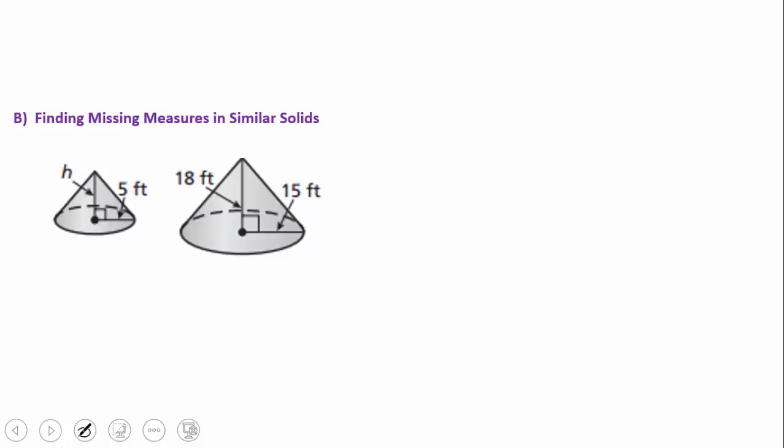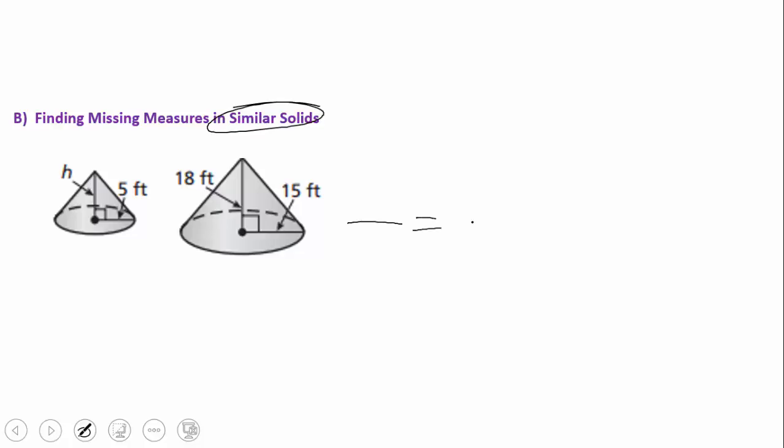So now, if we know that the corresponding dimensions are proportional, we can actually use these proportions to find dimensions of similar solids. So right here it says find missing measures in similar solids. So we're looking at these two cones and we don't know the height of the smaller cone, but we know its radius. We know the height of the larger cone and we know its radius. And they're telling us that they are similar.